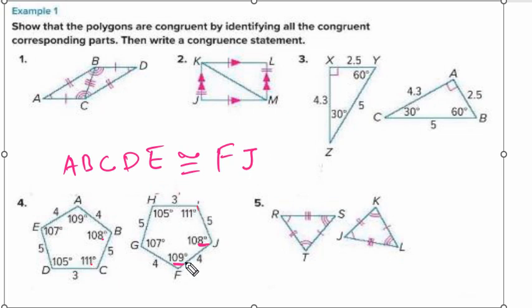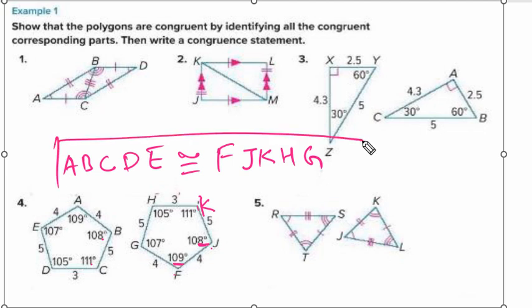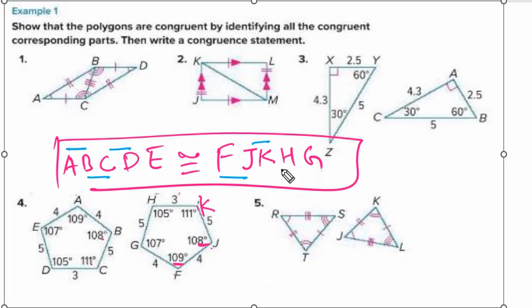Now this will be definitely in sequence. So A, F, J. Let's say this is K. Okay. H, G. So this is how you will have to write. Now if you want to write sides, AB congruent to FJ, BC congruent to JK, CD congruent to KH, DE congruent to HG. Okay. This is how you will solve these questions. So that's it for this video. See you in the next one.